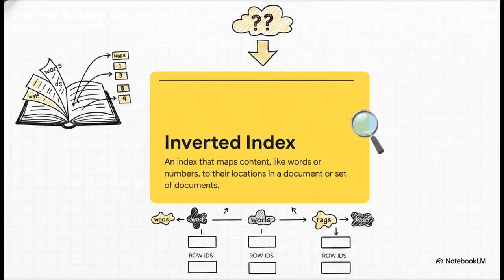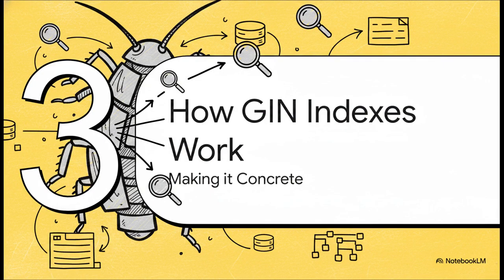So that back of the book idea, it has a formal name. It's called an inverted index. And it's called that because it literally inverts the typical relationship. Instead of mapping a location to what's inside it, it maps the content itself, the individual words, the numbers, the values, back to all the locations where they appear. Okay, so that's the theory. How does this concept actually apply in the real world? Well, in a database like CockroachDB, this whole idea is implemented using what's called a Generalized Inverted Index, or GIN index for short. So let's pop the hood and see how it works.